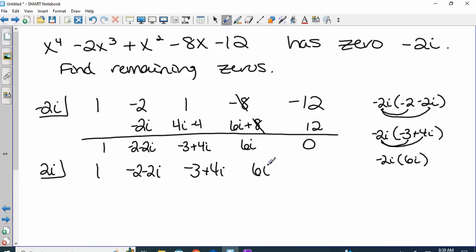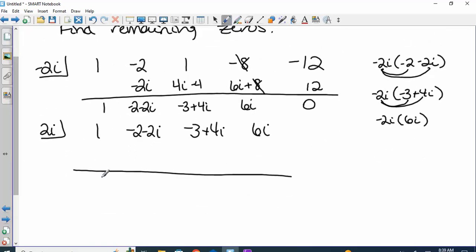So when we do synthetic again, we leave off the 0 because that was my remainder. And so we set this up. So the 1 comes down. 1 times 2i is 2i. Those cancel and we get negative 2. Negative 2 times 2i is negative 4i. Those drop, we get negative 3. Give me negative 6i and a 0.